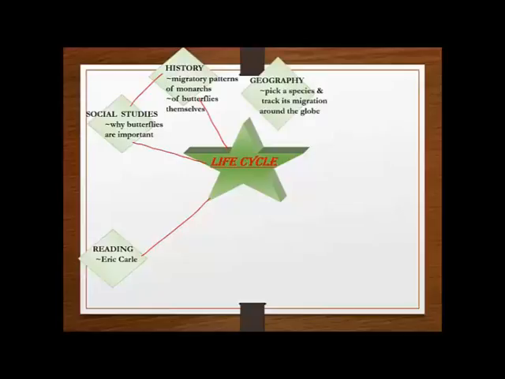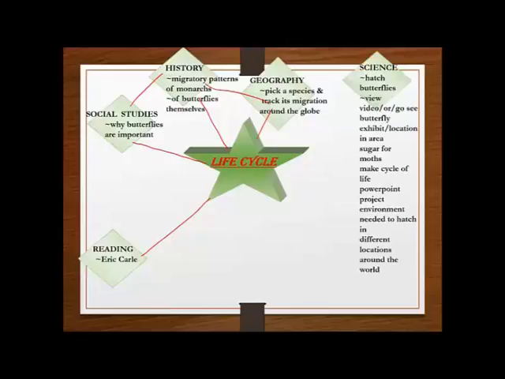Then let's look at geography. And in geography, we're going to pick a species and track its migration around the globe. We'll connect that to our life cycle, as well as connecting it to our history. The next area of study we want to look at is science.